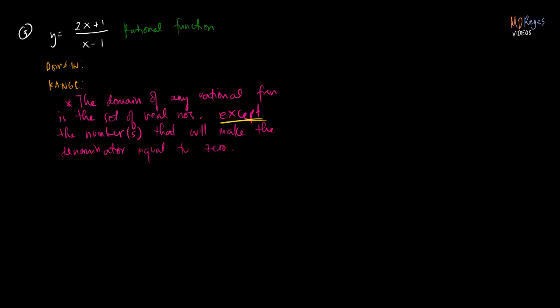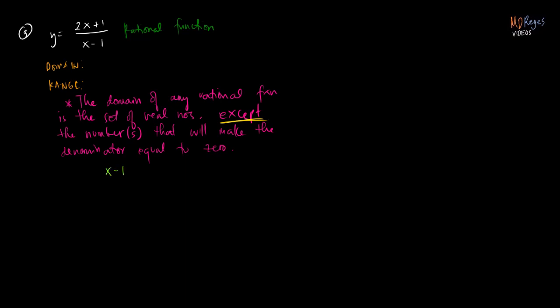Okay, let me just read that again. The domain of any rational function is the set of real numbers except the number or numbers that will make the denominator equal to 0. Because if the denominator is equal to 0, the function will be undefined. So since this is a rational function, the domain would be the set of real numbers except what number will make the denominator a 0?